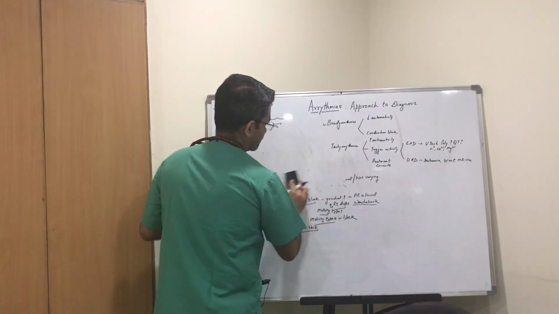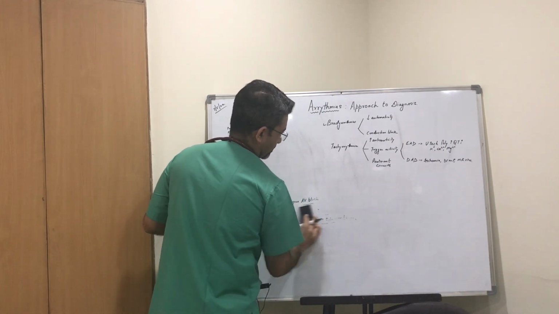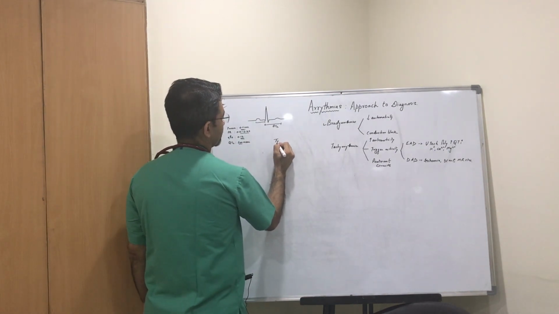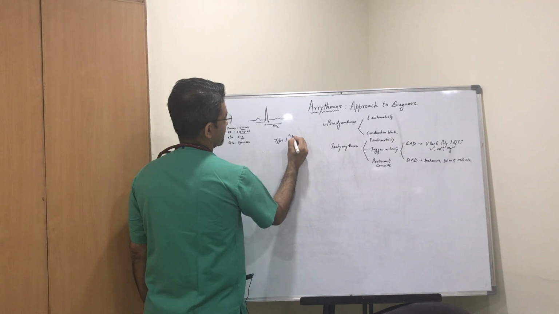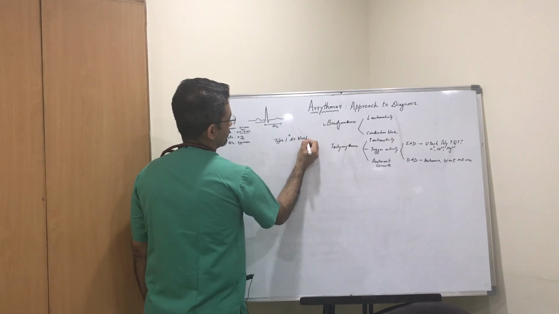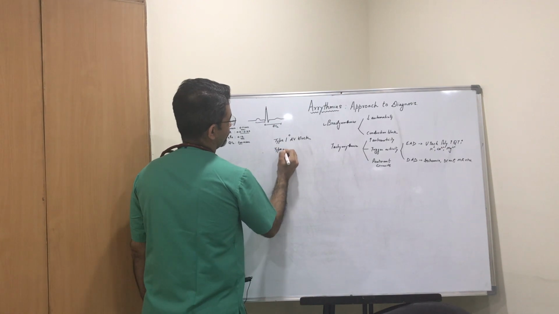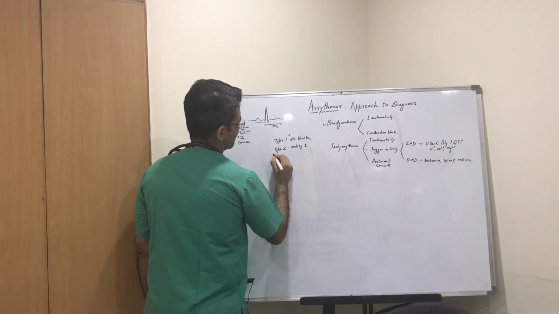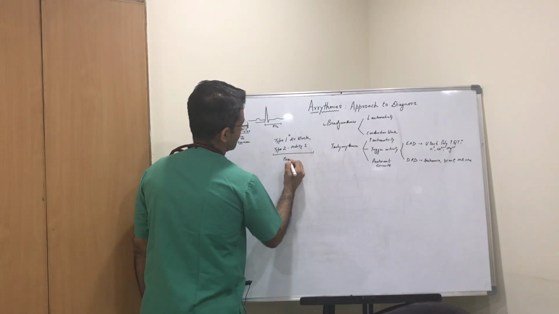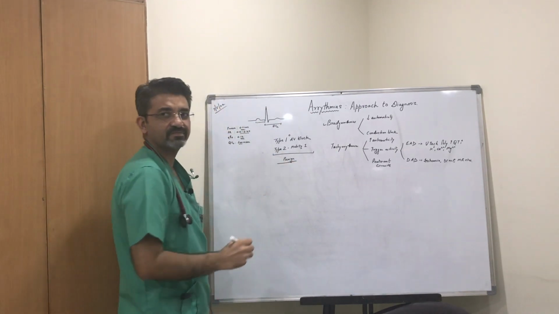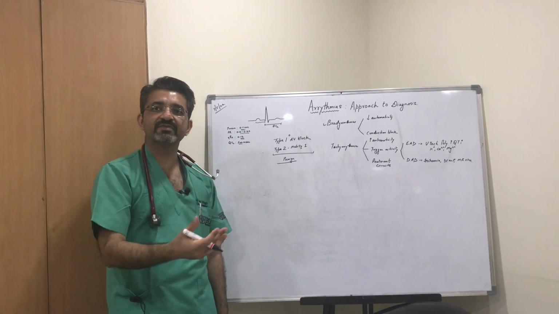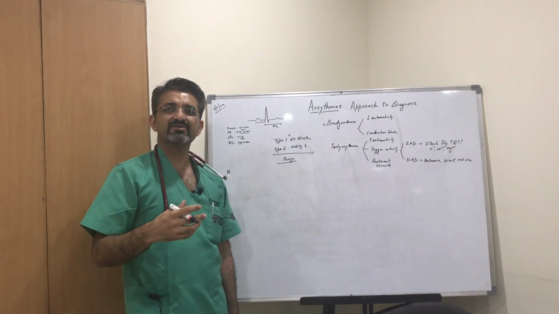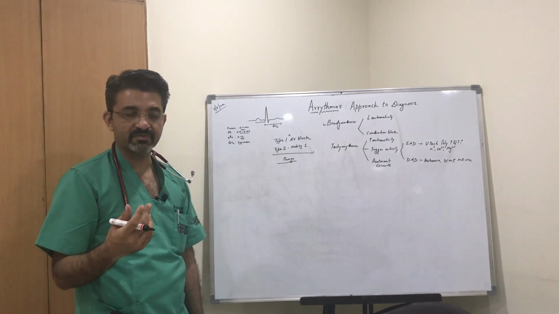So how do you deal with Brady arrhythmias? Mind you, type 1 or first degree AV block, type 2 Mobitz 1, they are generally benign. Hardly they cause any symptom because most of the beats are transmitted in the ventricular myocardium, so the cardiac output is preserved. Patient usually doesn't give any symptoms.